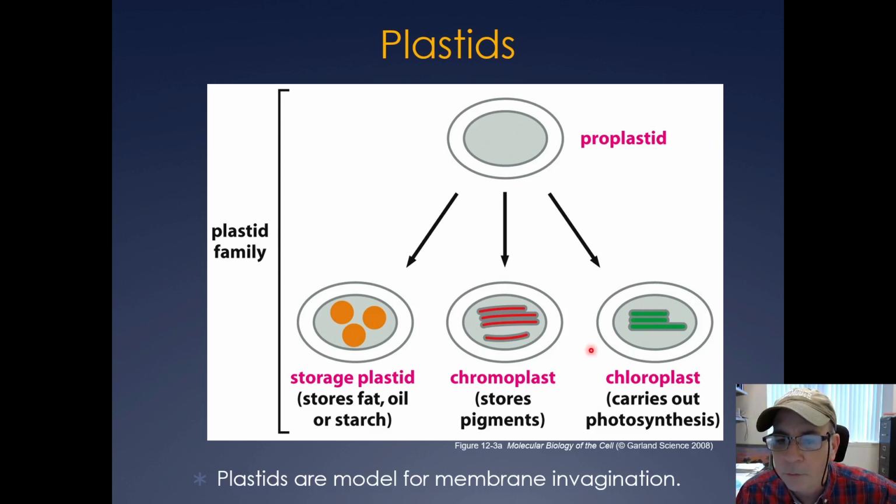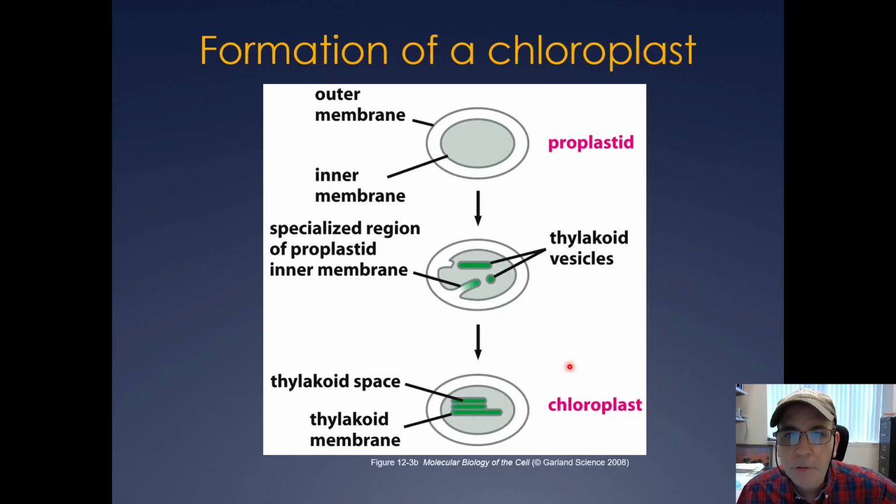And then you can have the chloroplast, which is used to harvest light energy, which is why leaves on plants are often green. If you look at how the chloroplast forms, you have this proplastid with an outer membrane and an inner membrane. Then you get these invaginations of thylakoid membranes and thylakoid vesicles, and eventually they make this extra space in the chloroplast, which is where all of the photosynthesis occurs.